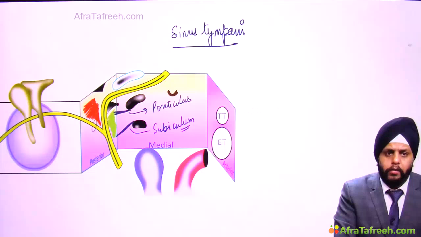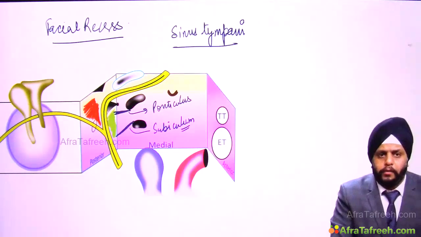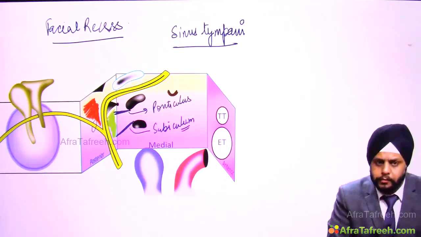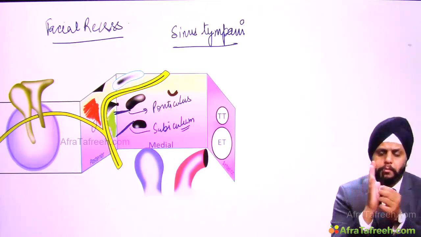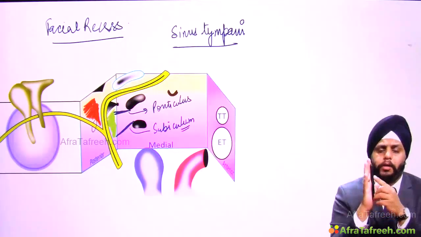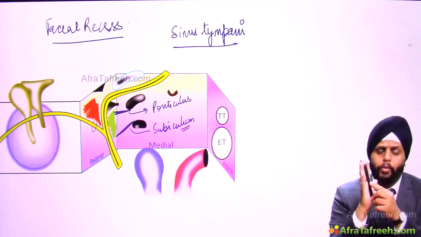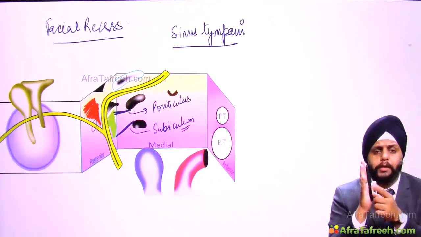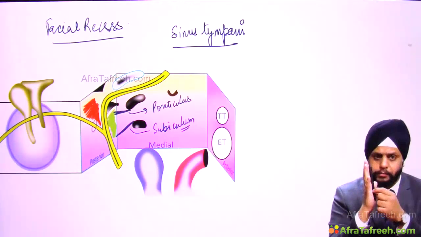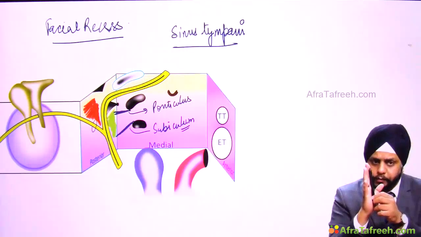Let's come to the facial recess. What are the boundaries of the facial recess? We have already seen two boundaries. You see, this is the facial nerve. So, what is the medial boundary of the facial recess? The facial nerve forms the medial boundary of the facial recess. What is the lower boundary? The lower boundary is the chorda facial angle. The chorda tympani nerve comes from here. So, the chorda facial angle forms the lower limit of the facial recess.